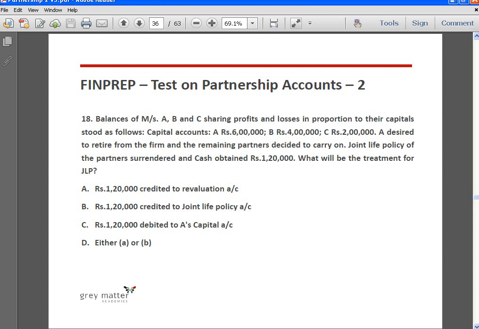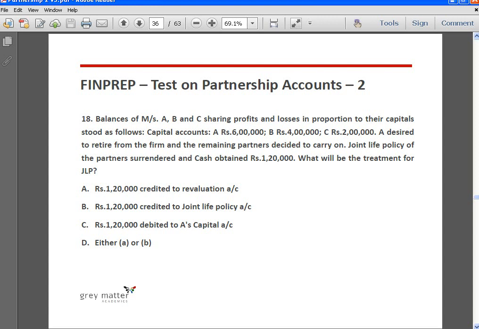In this problem it is not given to us whether JLP premium paid is treated as an asset or recorded at surrender value in the balance sheet. In case JLP premium paid is treated as a loss, or rather as a charge every year, then whatever policy money is received has to be directly credited either to the revaluation account or directly to the partners' capital accounts. If that is the case, then option A is the correct answer.